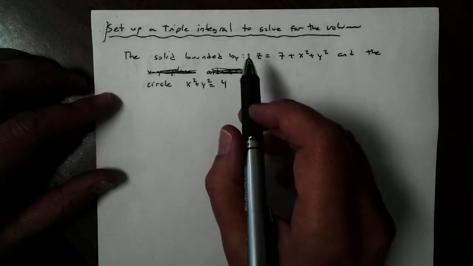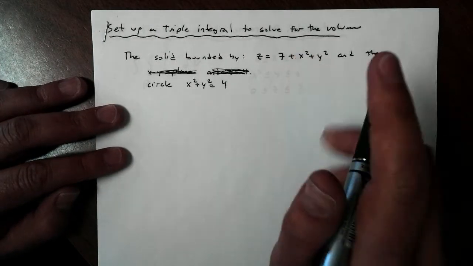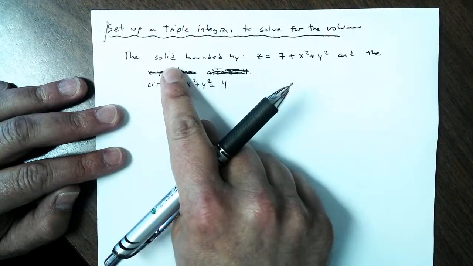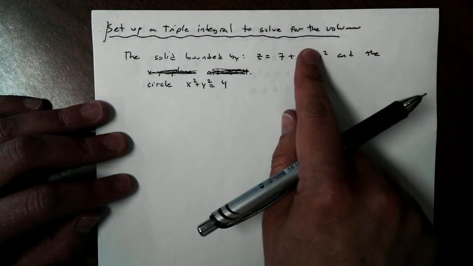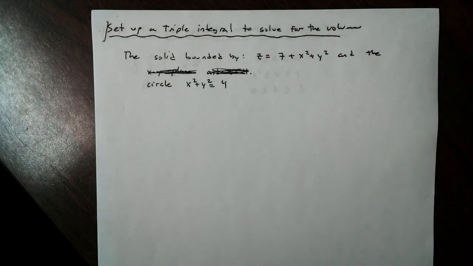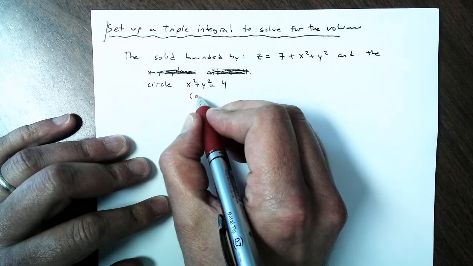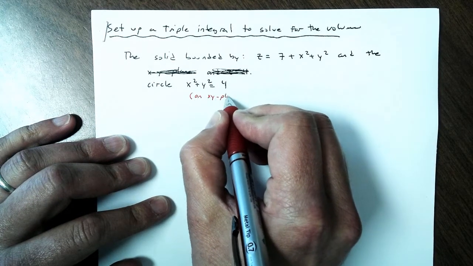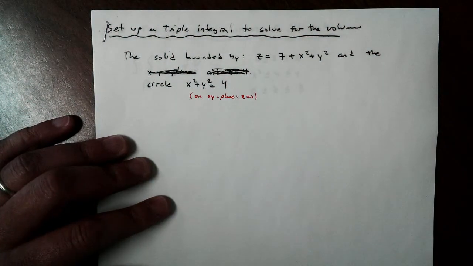Hello and welcome back. Today we are going to continue our discussion on using the triple integral to find volume. So we want to find the volume between the solid given by our cone here and the circle on the xy plane. Now we know the circle is on the xy plane because there is no z value, so this is definitely on the xy plane here. That's again because z is 0. And we want to find the volume between the two.